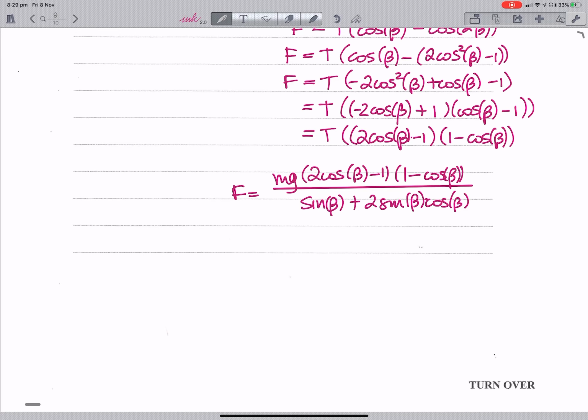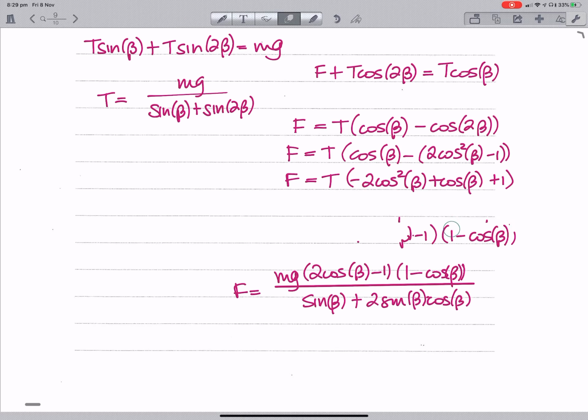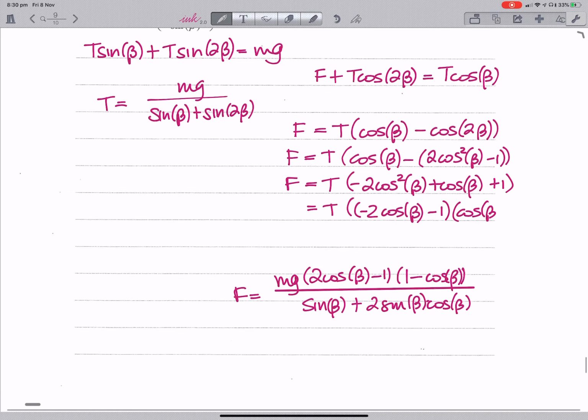What the hell have I stuffed up? Oh, that's a plus 1. That kind of stuffs up the whole thing. Okay, so equals negative 2 cos beta minus 1, and then cos beta minus 1.